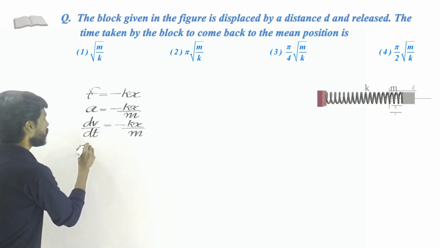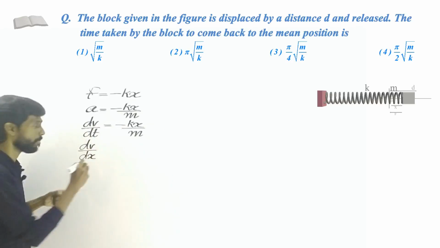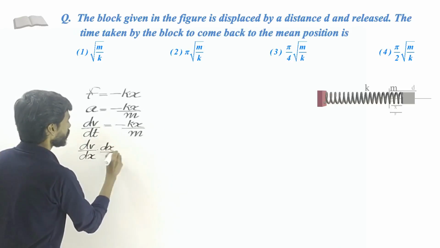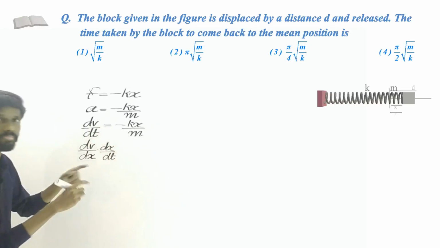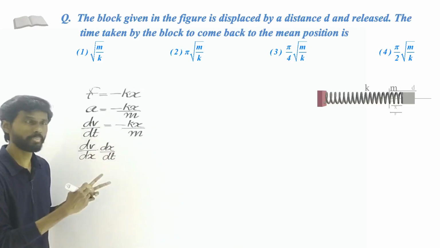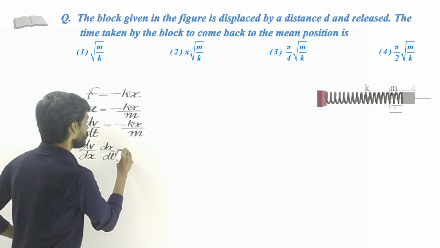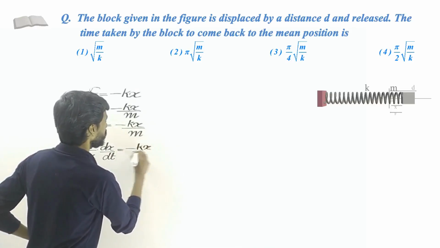dv by dt can be written as dv by dx multiplied by dx by dt. That is the chain rule of differentiation, right? dv by dx times dx by dt, that is the same as dv by dt, or if you cancel this, then also we'll get dv by dt. So that equals minus kx divided by m.